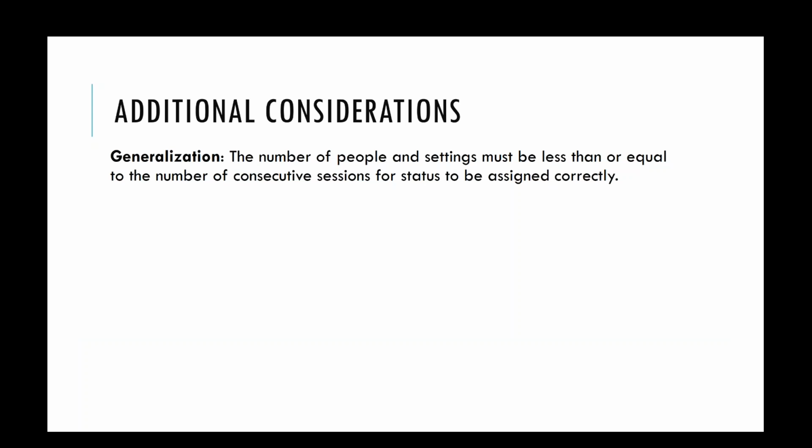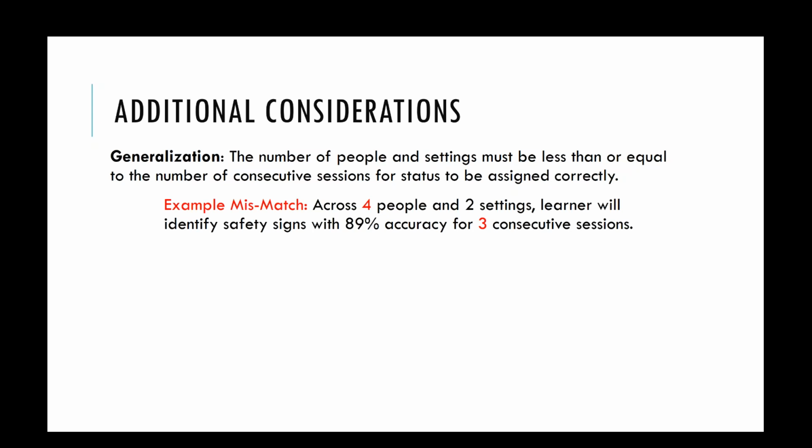There's several other additional considerations that I want to talk about too with regards to mastery. One is with regards to generalization, those generalization parameters. The number of people and settings must be less than or equal to the number of consecutive sessions in order for status to be assigned correctly. So let's say, for example, I have a learner who tends to have difficulty when we're looking at skills with novel staff. And for that reason, I've required that the skill be demonstrated across four people. That's kind of conservative given that the common default is two. But again, I have a student-specific reason that I want it to be more stringent.